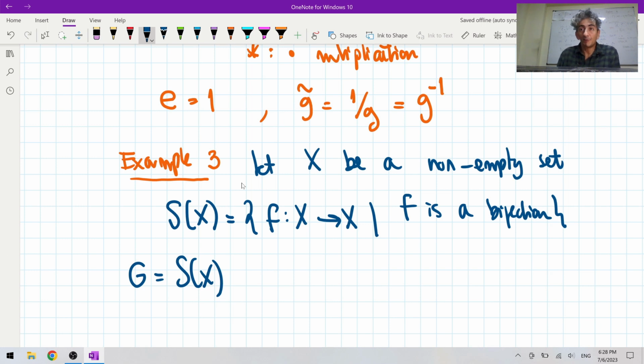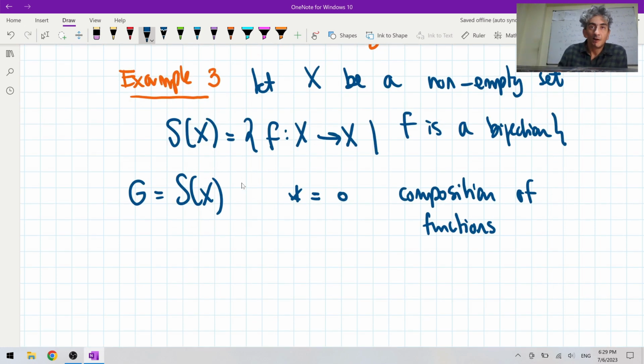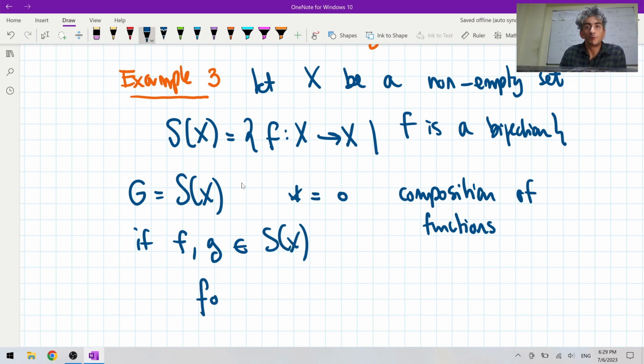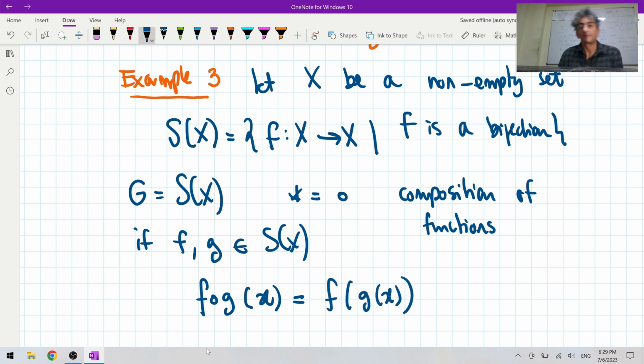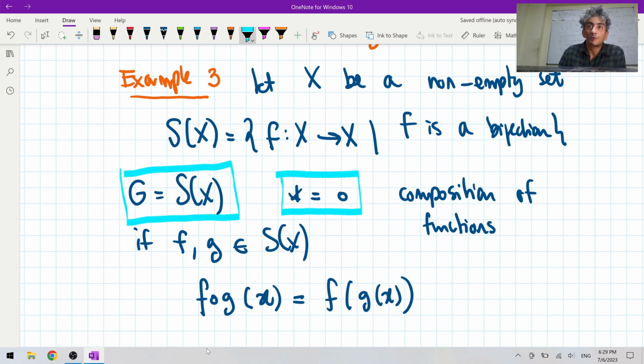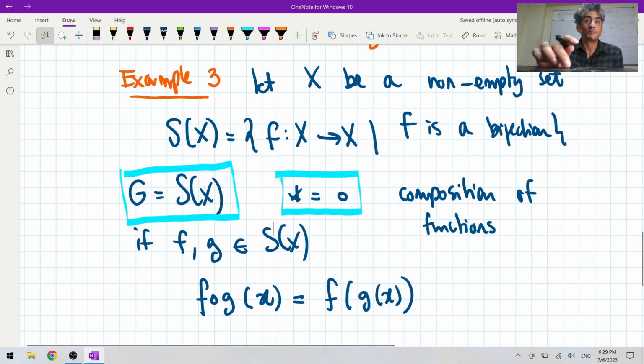So this is going to be our underlying set for the example, bijections from X to X. And now the star operation is going to be function composition. In case you don't remember, if f and g are 2 bijections, or 2 functions in general, the composition of f and g applied to an x is defined to be f applied to the image through g of x.